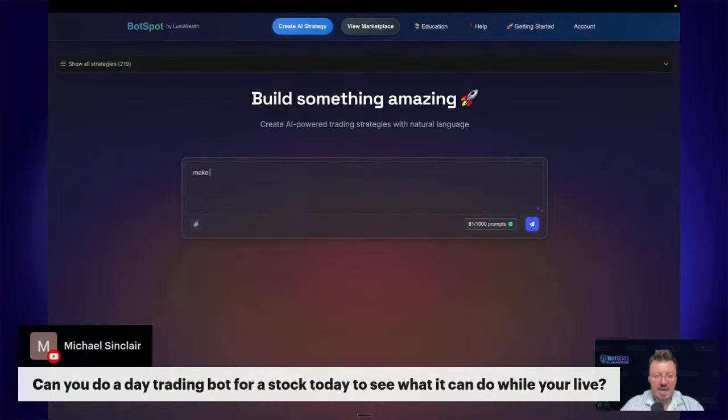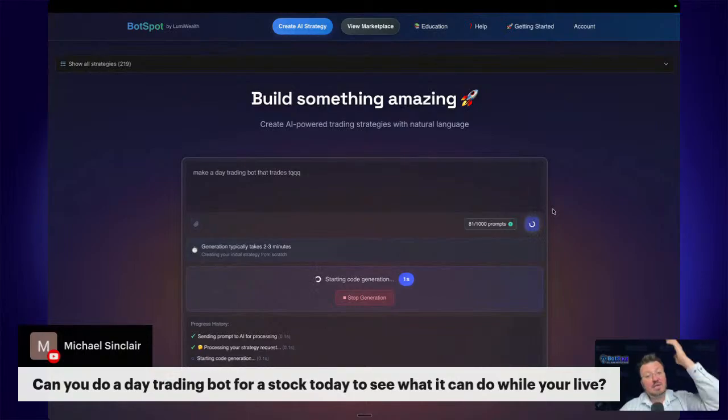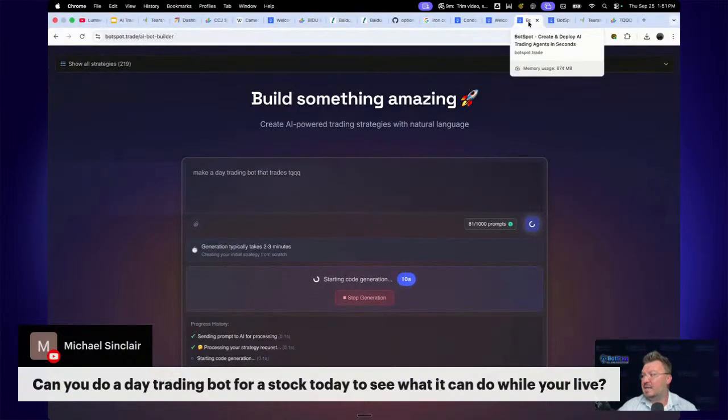We can say, make a day trading bot that trades TQQQ, right? I think that'd be an interesting day trading bot. Let's go. There we go. It actually works. Okay, so it seems like there's some sort of issue just with that other thing, but here we go. So we're making a day trading bot. Let's see what we could do.